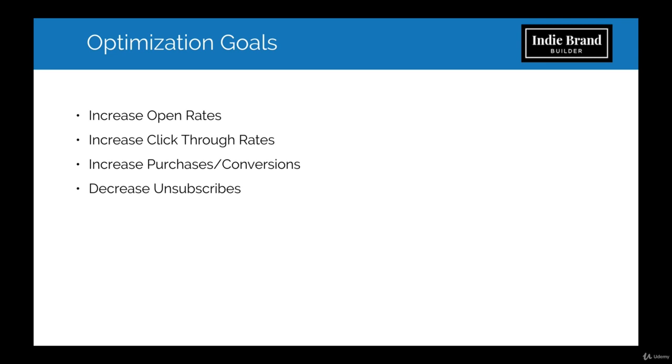The second would be to increase click-through rates. So it'd be the number of people who actually respond to your call to action and click through to your website. The third would be to increase the sales or purchases that come as a result of your email campaign. And finally, you also want to optimize your emails to decrease the number of unsubscribes or your opt-out rate. You're always going to have a few, but you want to keep this number down, obviously.